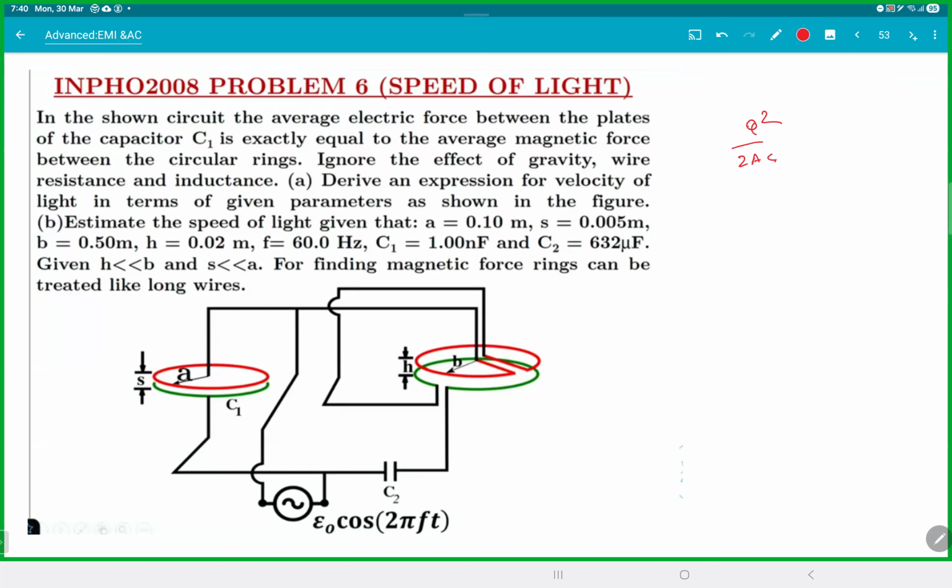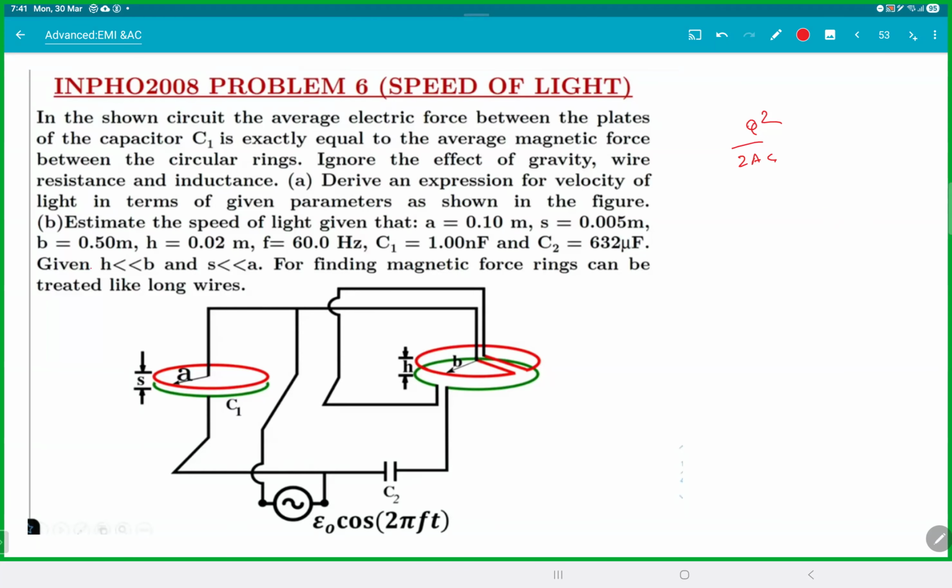Average magnetic force between the circular rings. Rings. I don't know any formula for this. Think about it. Do you have any formula for rings? You have formula for parallel wires. You have formula you can derive for perpendicular ones like this. Rings we never did. So ठीक है. Ignore the effect of gravity. Derive an expression for velocity in terms of light. ठीक है. Estimate the speed of light given A, B, and everything.